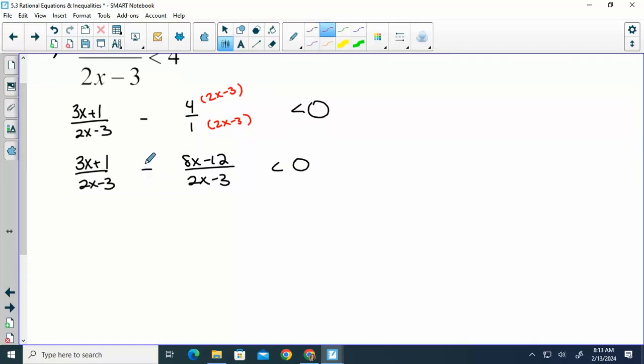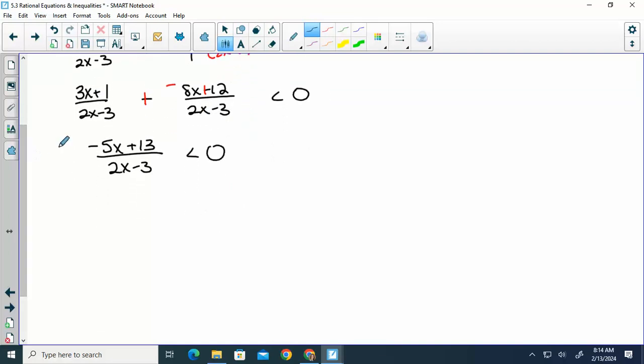So we need to distribute our negative. 3x plus negative 8x is negative 5x. 1 plus 12 gives me 13. So now we're set up to the point where we can solve our problem because we have a single fraction on one side and 0 on the other. That's our goal. What do we have to do next?